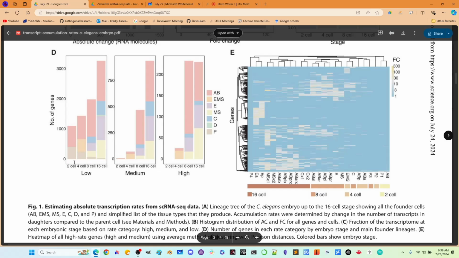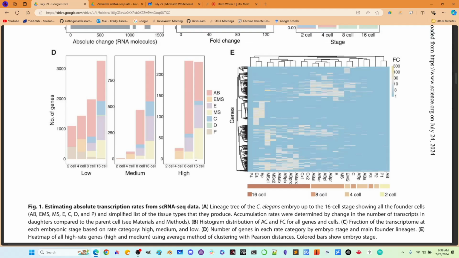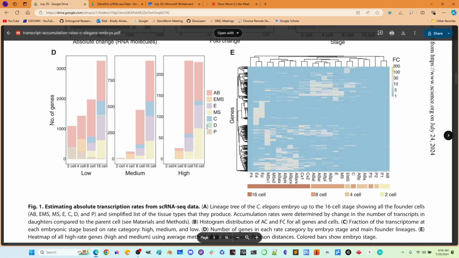So you get this 2 cell here, P and AB. Then 4 cell, you start to get changes in EMS. 8 cell, you start to get changes here, and 16 cell here. And so you can see this for low, medium, and high. For high, you don't have any in the 2 cell stage. By the time you get to 16 cells, you have MS, E, C, a little bit in C, and then AB.